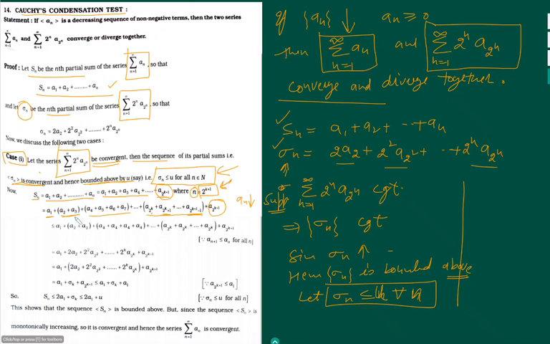So a3 is less than or equal to a2. So you can replace by less than or equal to here a1, and a2 plus a3 can be written as a2 plus a3, and because a3 is less than or equal to a2, all these terms can be replaced by a4, a4 plus a4 plus a4, 8 times, and all these terms can be replaced by a2k, a2k plus a2k plus a2k plus a of 2 raised to the power k plus 1.